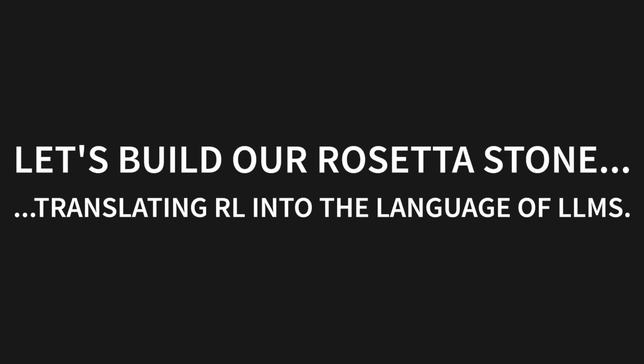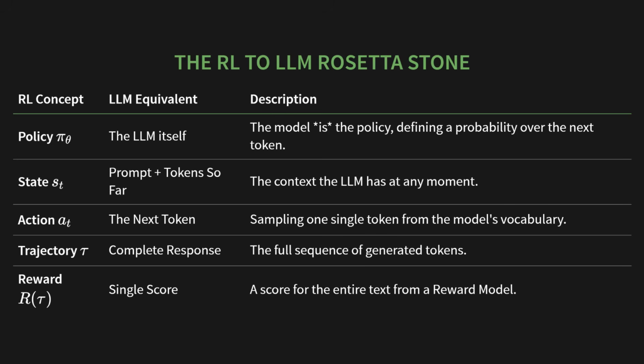Okay, here on this table, we have our Rosetta Stone. On the left, the RL concept, and on the right, the LLM equivalent. First up, the policy, pi theta. What is that? Well, that's just the LLM itself. The model is the policy, defining a probability over the next token. Easy enough. Next, the state, S sub t. That's just the prompt plus all the tokens you've generated so far. It's the entire context the LLM has at any given moment. So what's the action, A sub t? That's just the very next token you sample from the model's vocabulary.